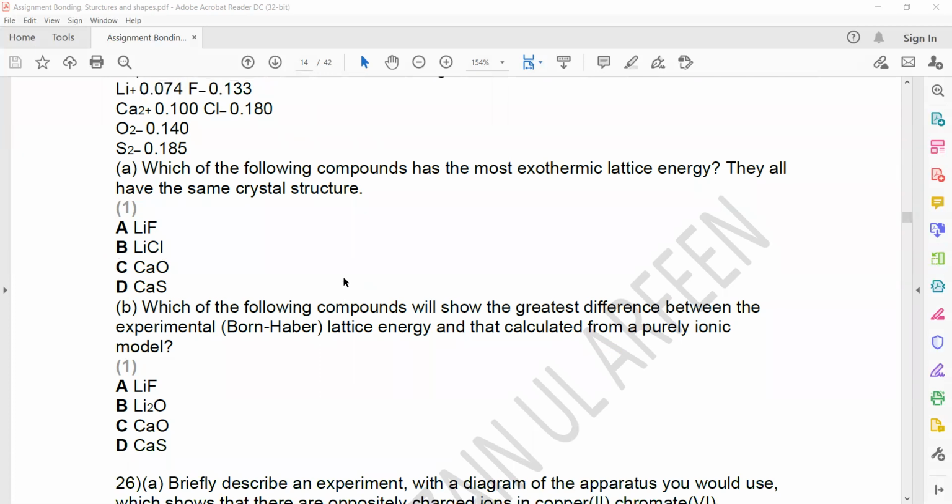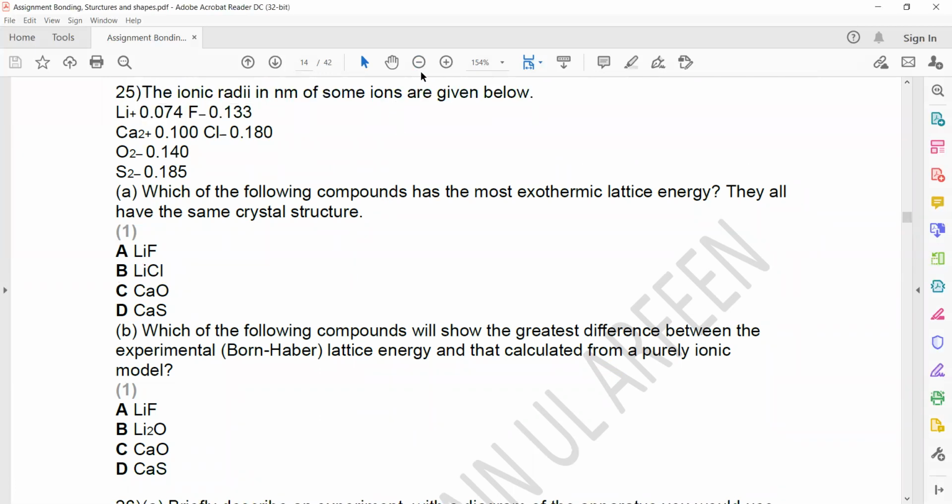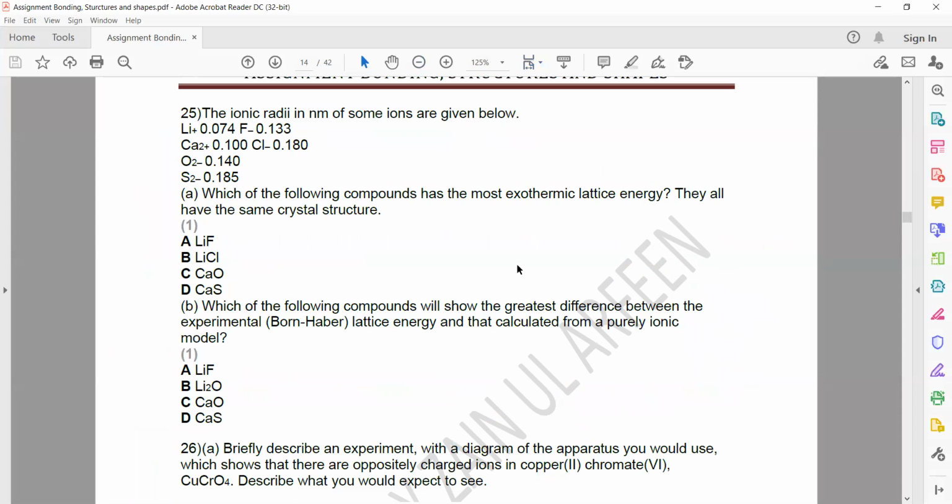Which of the following compounds shows the greatest difference between the experimental and theoretical values? So for this difference, the size of the positive ion should be smaller, the size of the negative ion should be greater, and the charge of the positive ion should be greater. So when we compare calcium sulfide, calcium is +2, sulfur is -2, and its size should be larger, so it will have a greater distortion. That's why D will be the right answer for the second part.